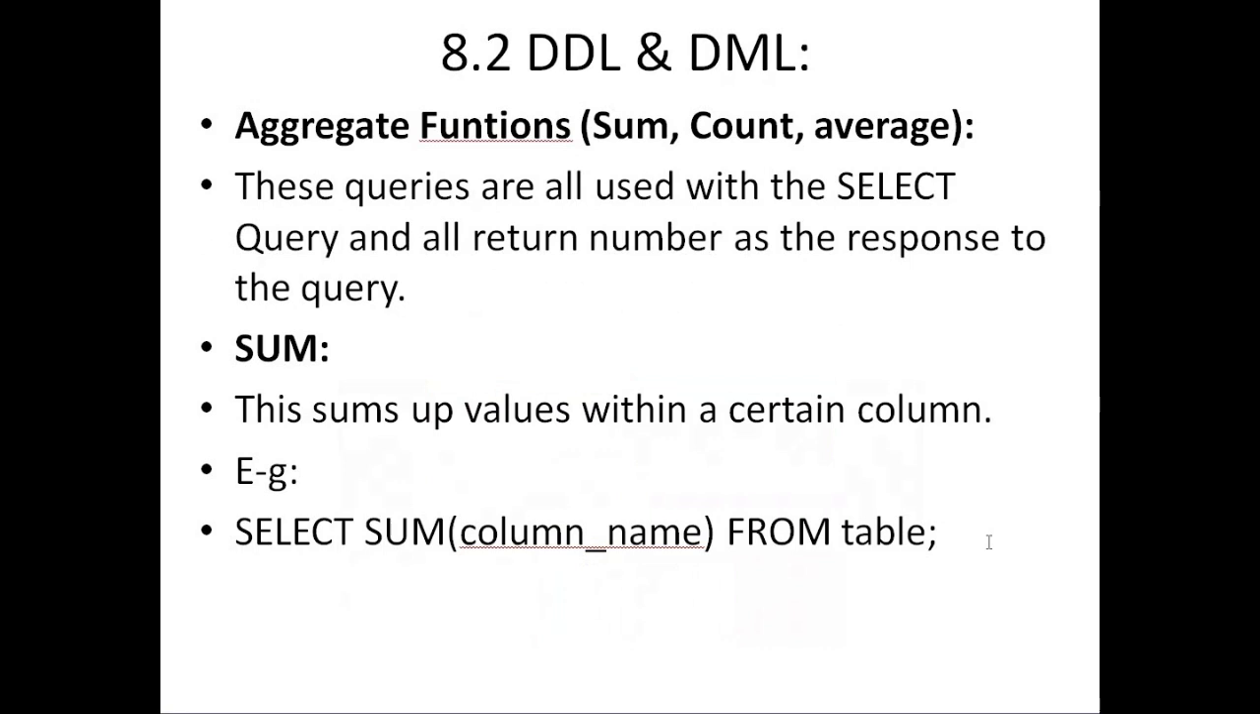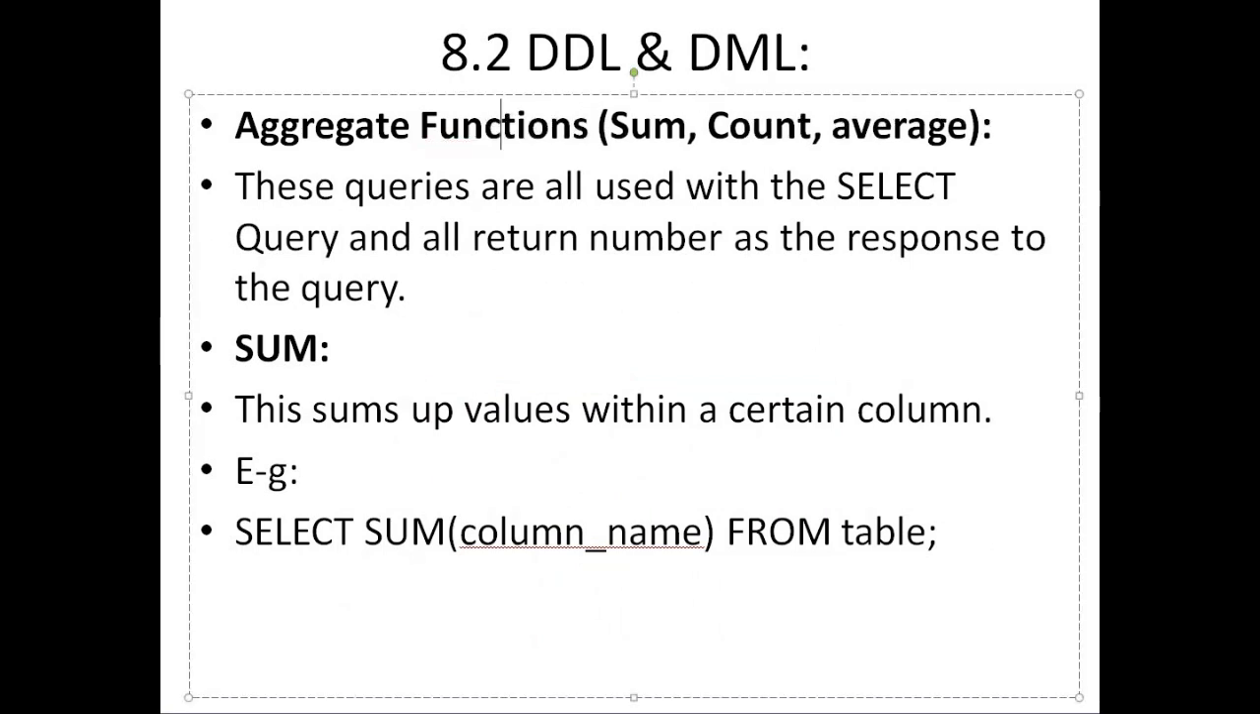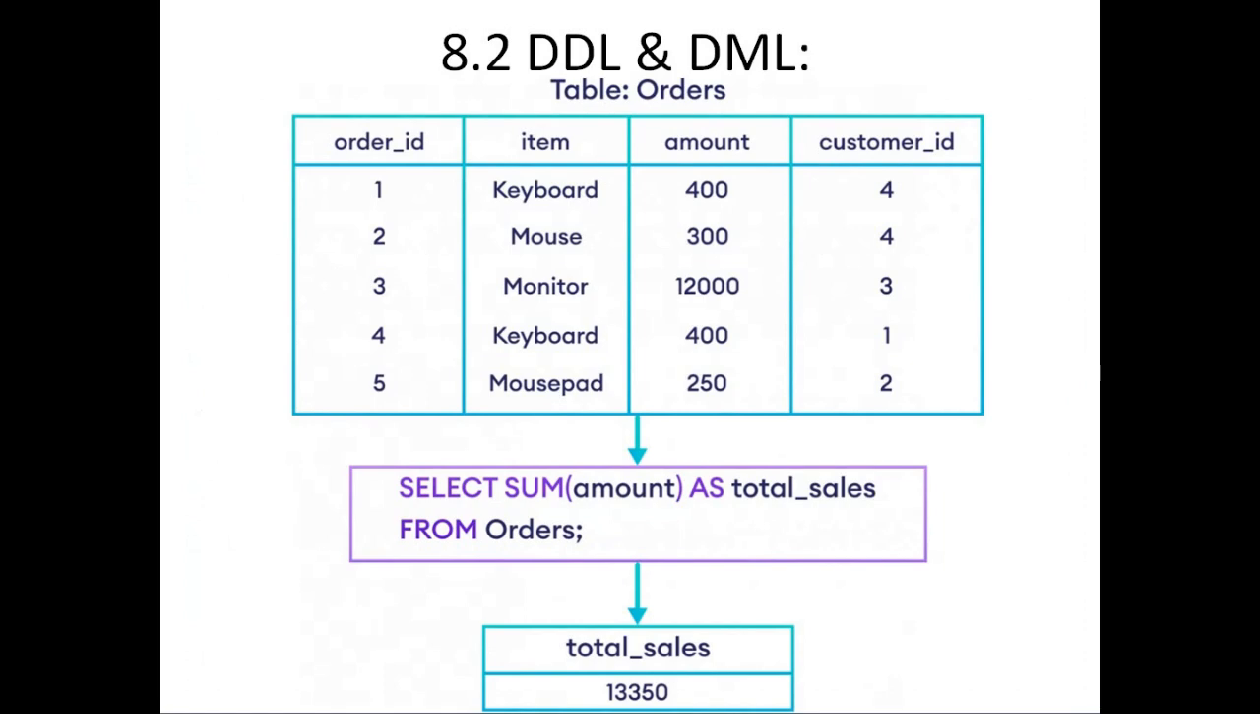Then we have the aggregate functions: the sum, the count, and the average. These queries are all used with the select command or the select keyword or the select query, and all return numbers as the response to the query. The first one is sum. This sums up values within a certain column, whatever column name you write inside the parenthesis along with this command. If you write select sum(column name) from table, it would run something like this.